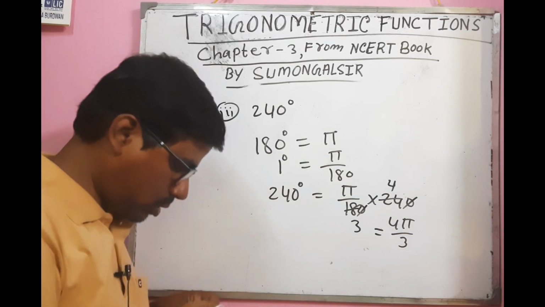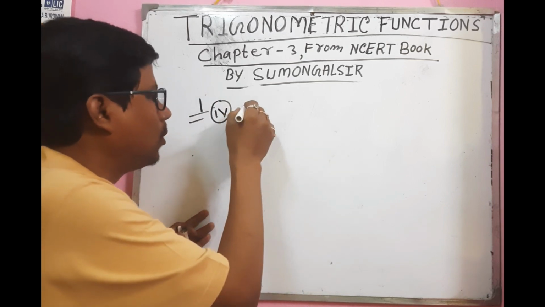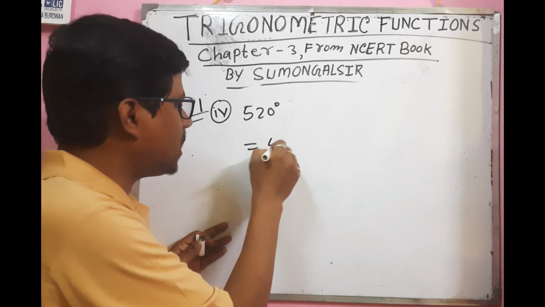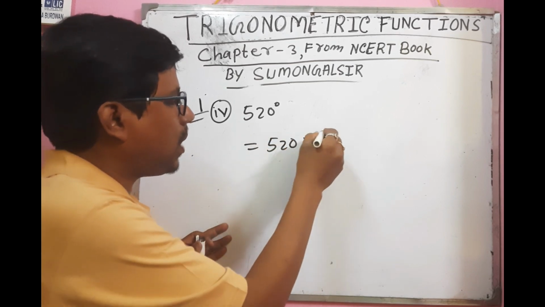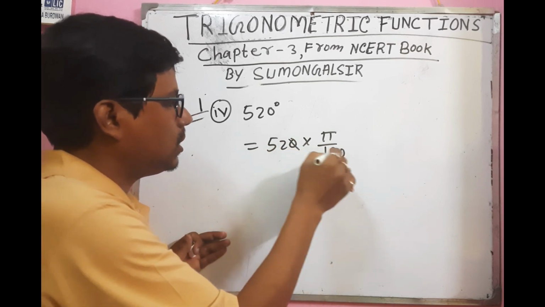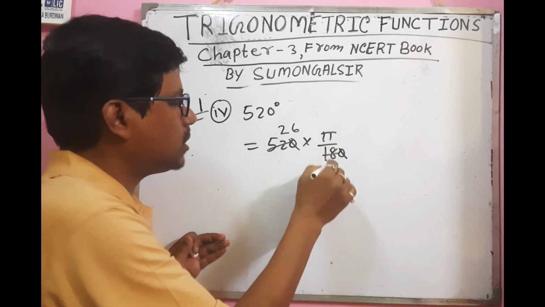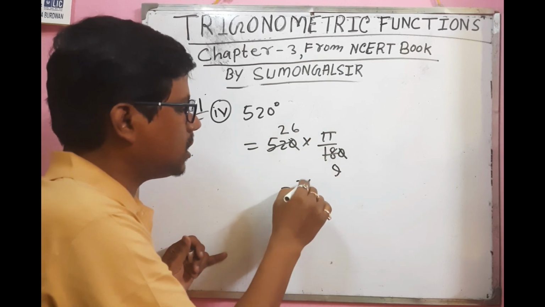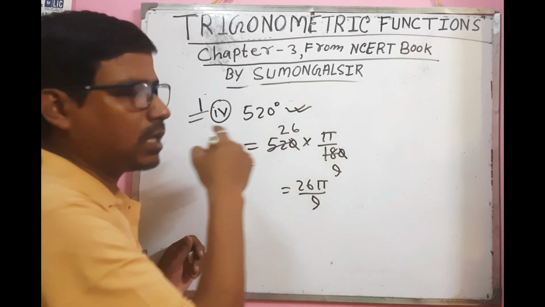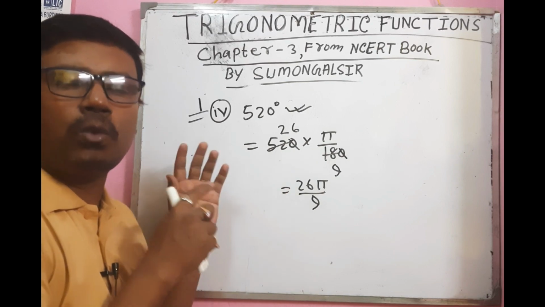Now we move to the fourth. 520 degrees; convert into radians. So directly we can multiply with pi by 180 to find the radians. Now this cancels, this is 26 and this is 9. So 26 pi by 9 is the radian measure for the angle of 520 degrees. This is the completion of all of question 1.